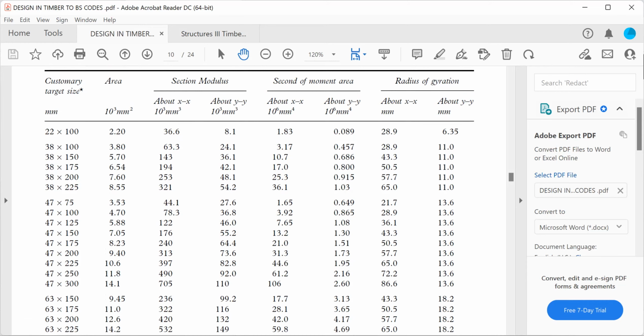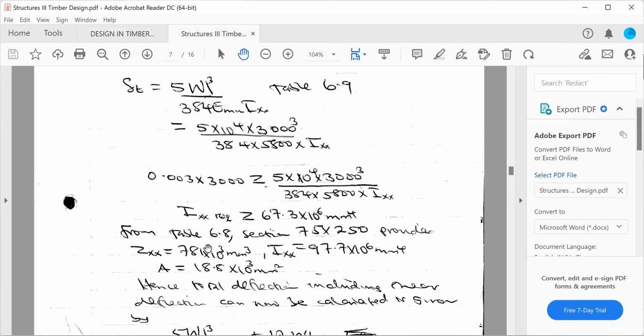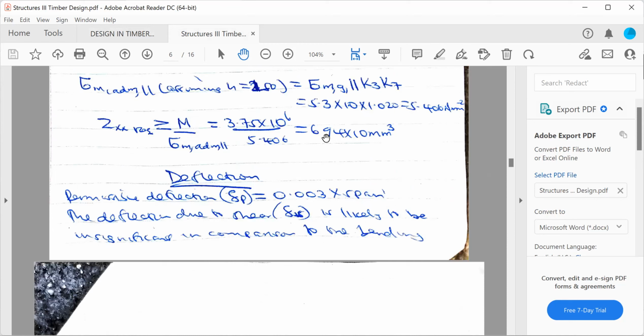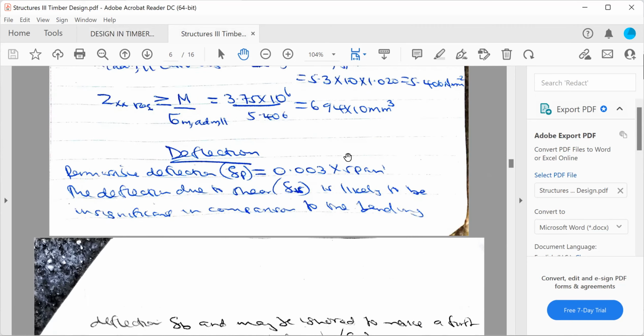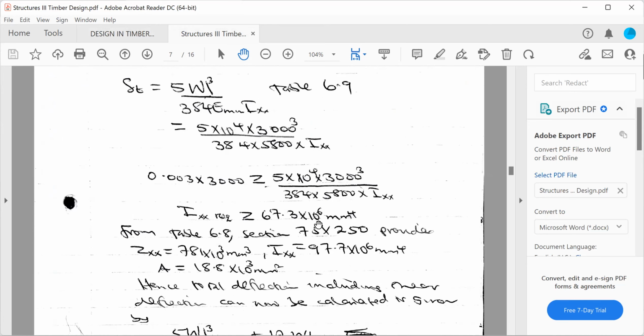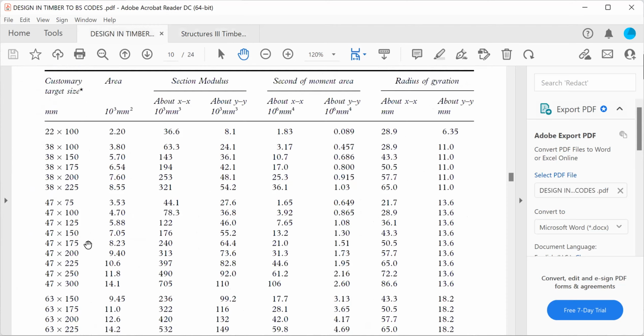Now let's go back here. We found that our ZXX is 694 times 10 power 3 millimeter cube, and our IXX is 67.3 times 10 power 6 millimeter power 4. So we are going to look at a section which has a value greater than that. So when we come back to our table, you find where we have 250, this value here, ZXX is 490.